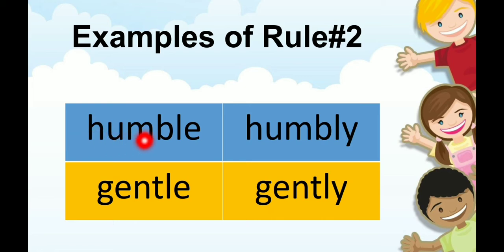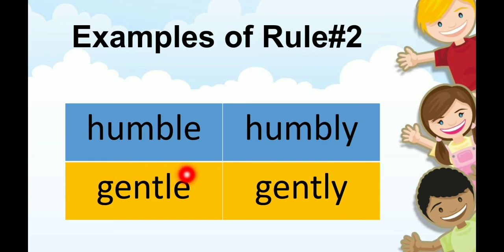Humble. So there is le in the end. What we have to do according to the rule? We have to drop e and add y. That's what I have done here. Humble, humbly. I have dropped e and I have added y, right?